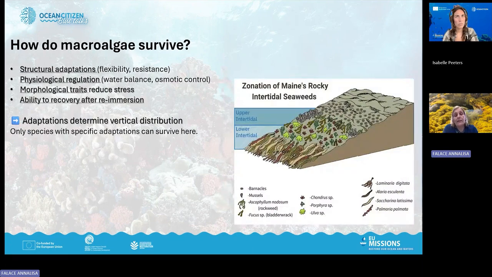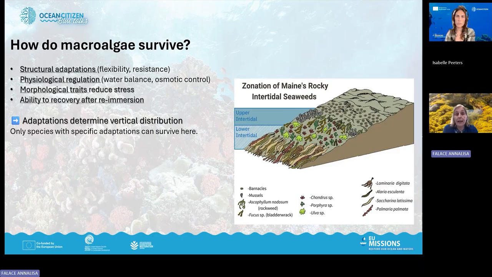How do macroalgae survive, and what determines the distribution in the intertidal zone, the clear zonation of seaweed in the intertidal zone? The species of macroalgae that can survive in the intertidal environment have some peculiar characteristic features and traits, biological, molecular, chemical traits that help them to resist in this very difficult, very problematic condition.